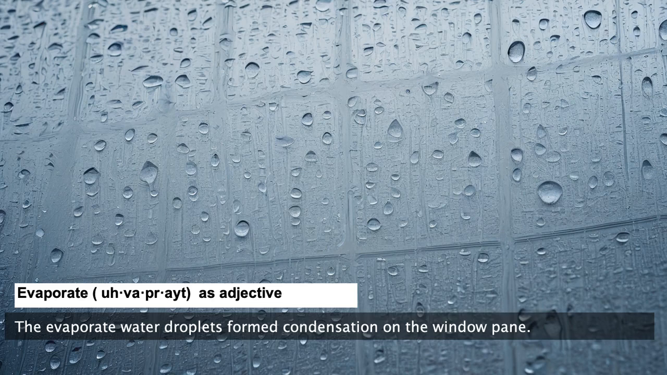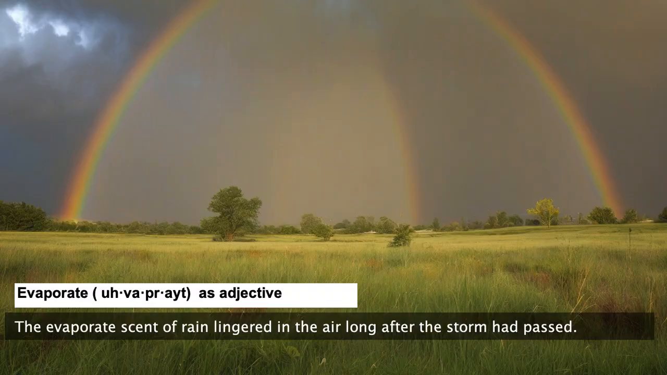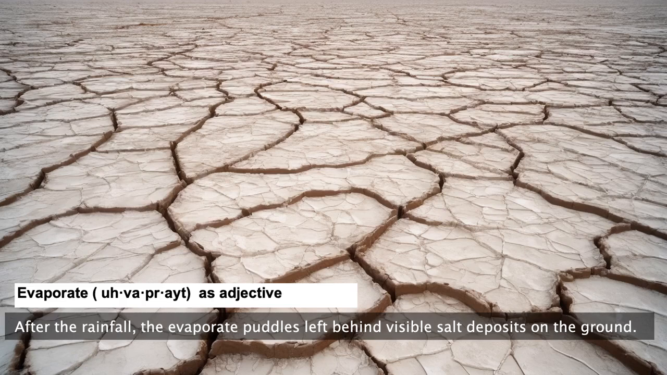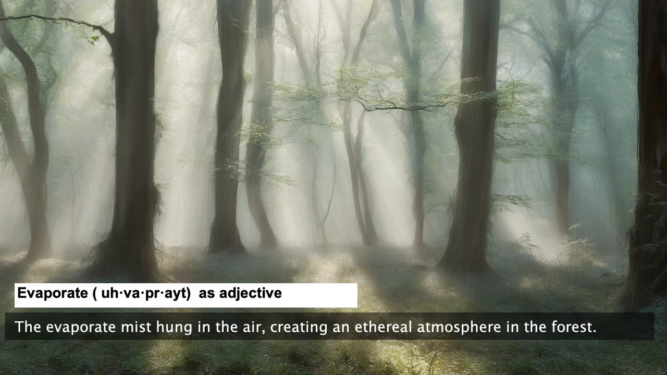The evaporate water droplets formed condensation on the window pane. The evaporate scent of rain lingered in the air long after the storm had passed. After the rainfall, the evaporate puddles left behind visible salt deposits on the ground. The evaporate mist hung in the air, creating an ethereal atmosphere in the forest.